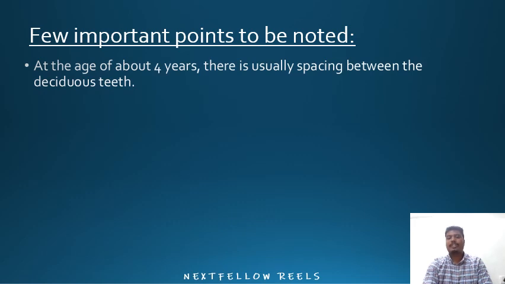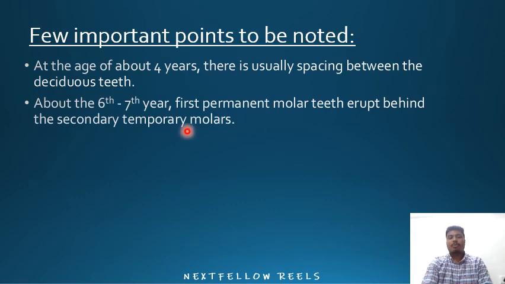Now a few important points to be noted. First, at the age of about 4 years, there is usually spacing between the deciduous teeth. That means the deciduous teeth give space for the permanent teeth. Now, about the 6th to 7th year, the first permanent molar teeth erupt behind the second temporary molars.